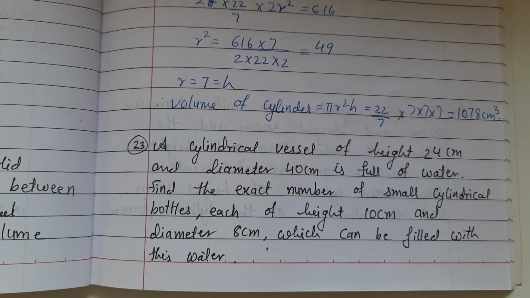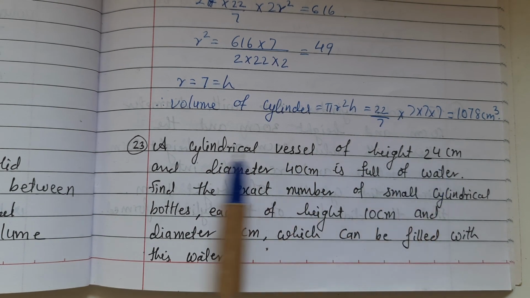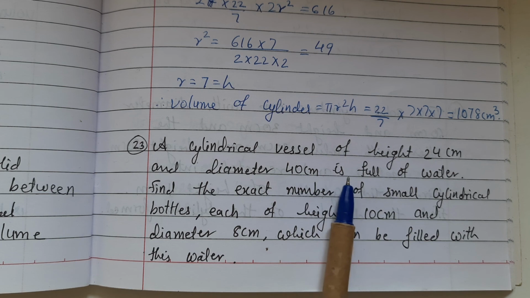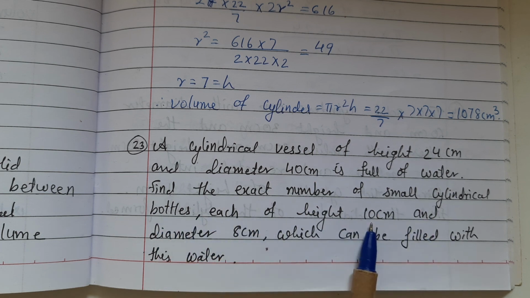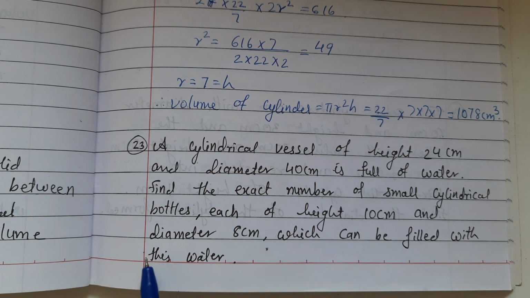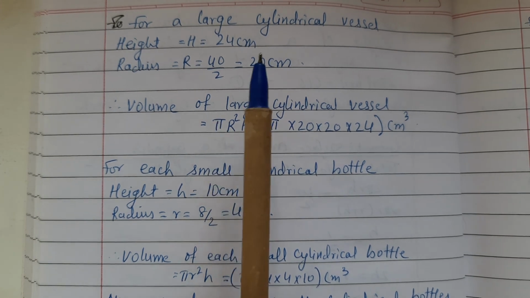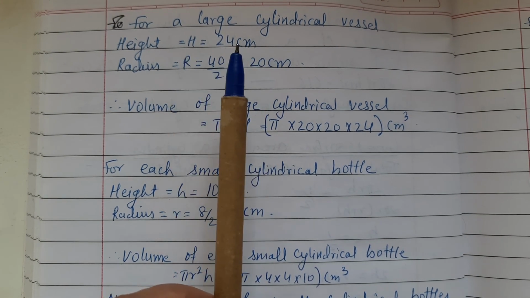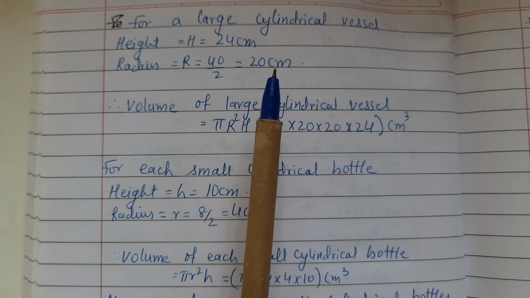Sum number 23. A cylindrical vessel of height 24 centimeter and diameter 40 centimeter is full of water. Find the exact number of small cylindrical bottles, each of height 10 centimeter and diameter 8 centimeter, which can be filled with this water. For large cylindrical vessel, height given is 24 centimeter, radius is 40/2, 20 centimeter.